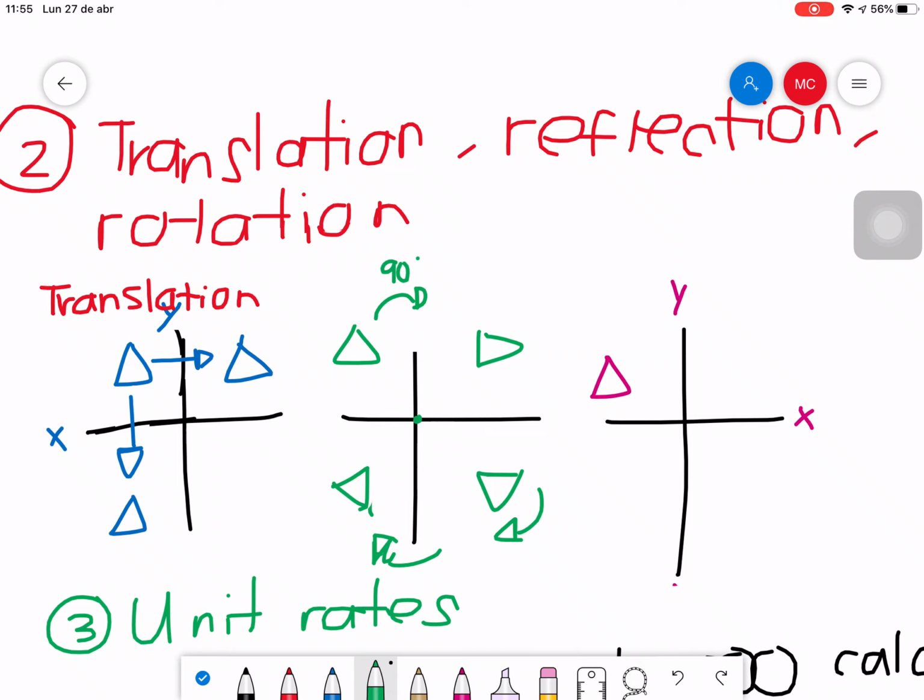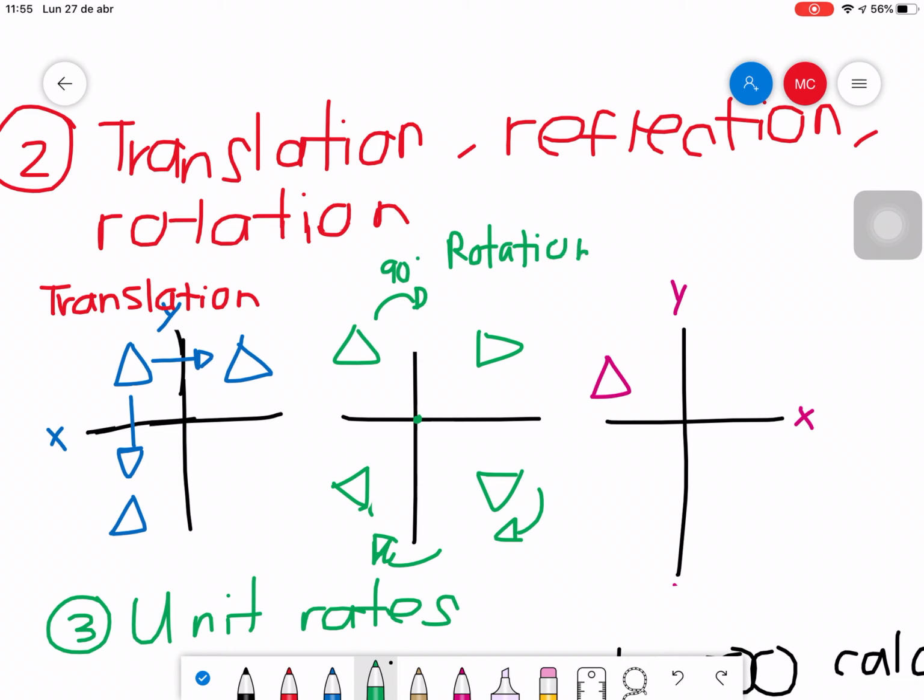Okay, let's suppose that I did it properly. So that is rotating. What did I do? I just rotated the figure. I changed the figure's position, but I did it over the origin. And then this is rotation. Let me write it down here.